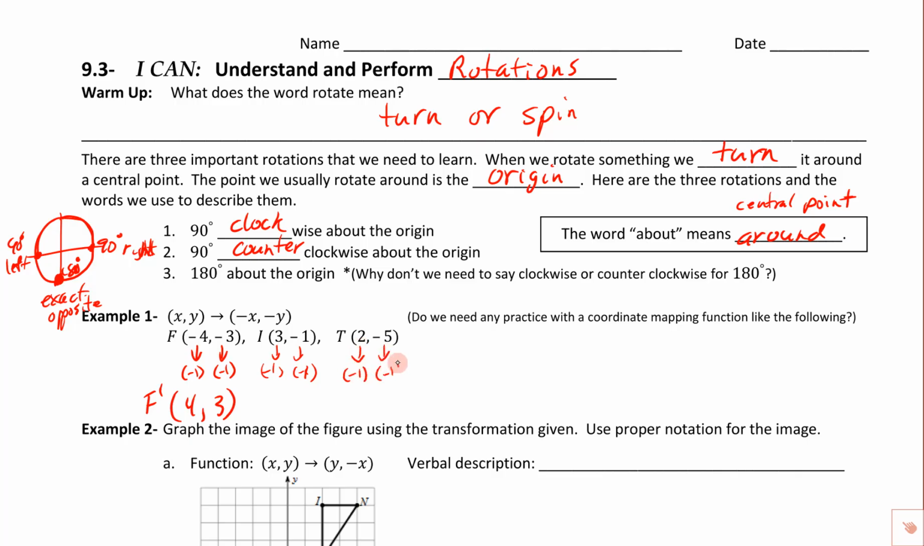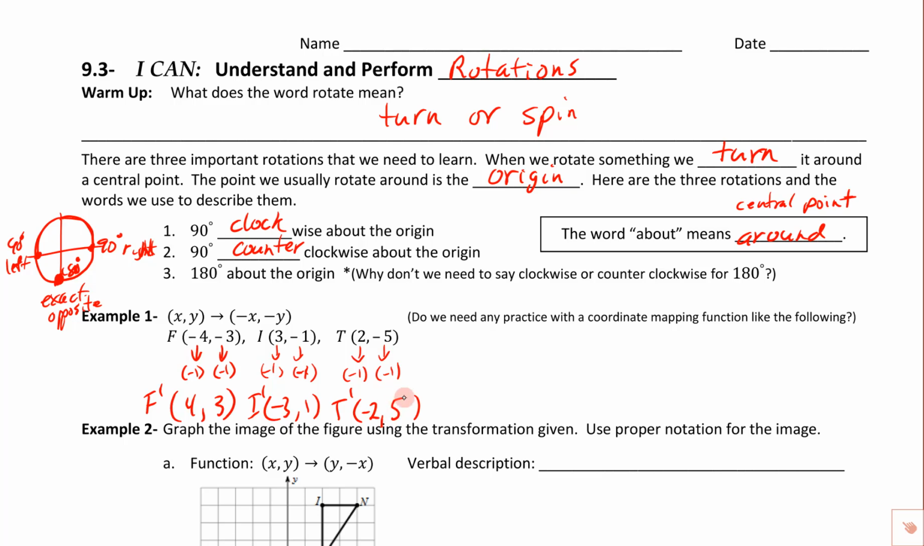Now, if you don't feel the need to do that, that's totally fine, but please make sure you're getting the answers right. So this is going to be 3 times -1, that's -3. -1 times -1, that's 1. And then t prime would be, let's see, 2 times -1 is -2, and -5 times -1 is 5.